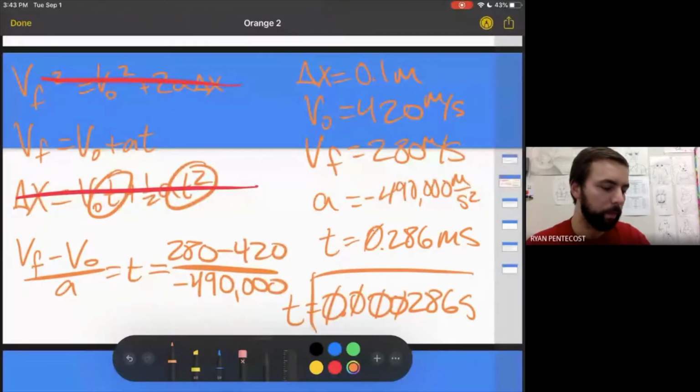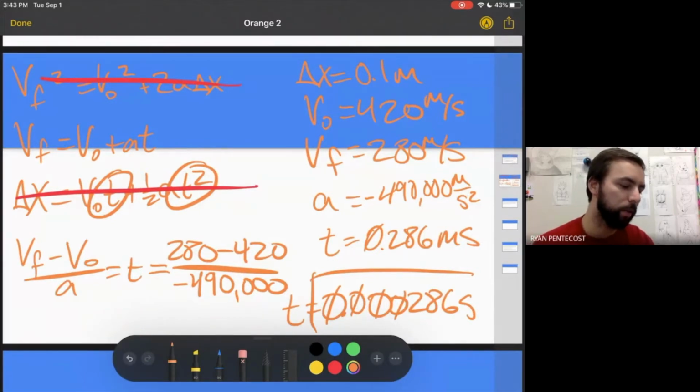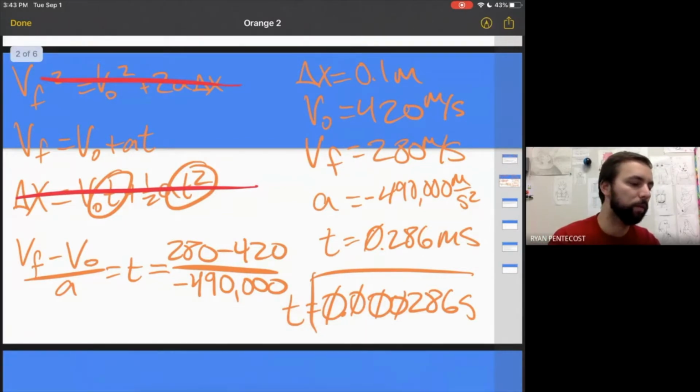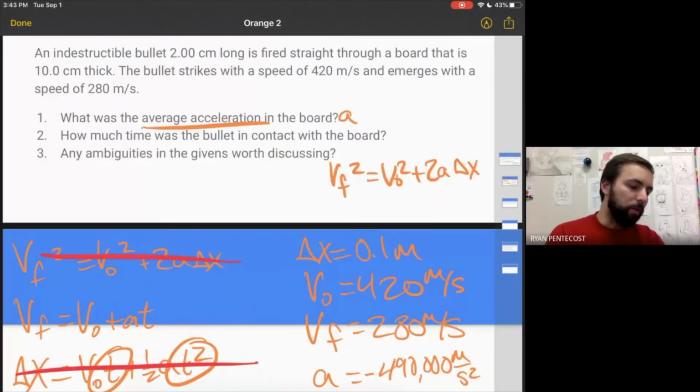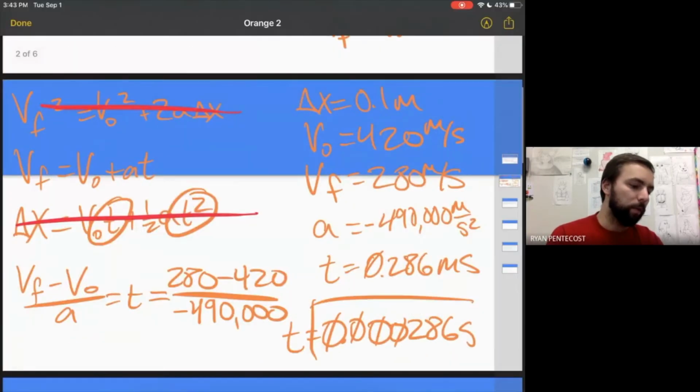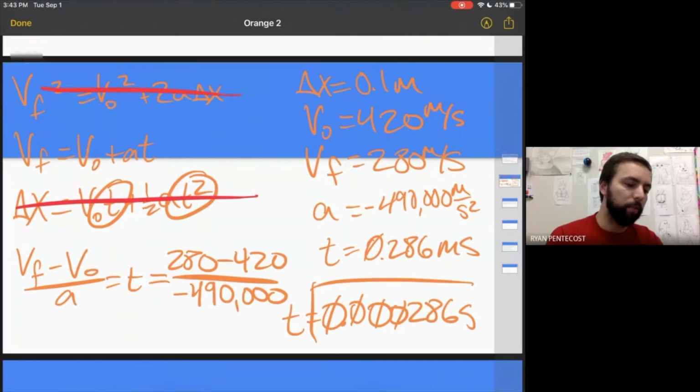Okay. So now that we see the time, the acceleration really makes sense, because it went from 420 meters per second down to 280 meters per second in almost just a quarter of a millisecond. So that is a very fast change in velocity. So the magnitude of that acceleration, again, is supported by further evidence. All right, that is all of our kinematic variables that we have. We have position, velocity, acceleration, and time. We've solved that problem to death.